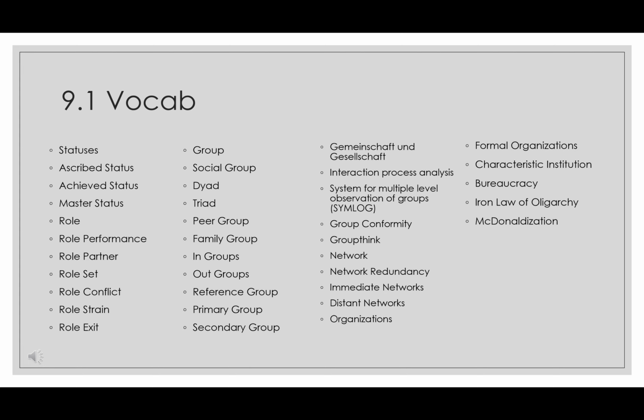Secondary groups. In secondary groups, interactions are superficial with few emotions. Secondary groups last a short period of time, and they form and dissolve without any special significance. Community and society. Gemeinschaft und Gesellschaft is a theory that translates to community and society.